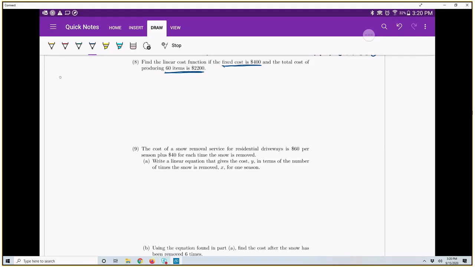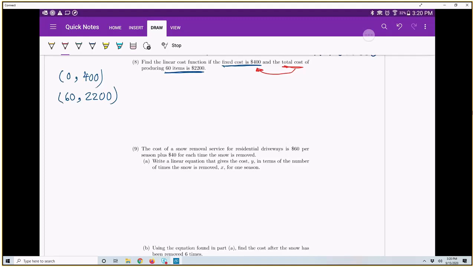So I'm going to think of that as an ordered pair, (0, 400). And what that ordered pair represents is that before I even start making anything, I'm paying $400. Then we know that the total cost for producing 60 items is $2,200. So I'm going to think of that as the ordered pair (60, 2,200). And because it says total cost, I know that my startup cost is included in there, so I don't have to add it because it's already in the total.